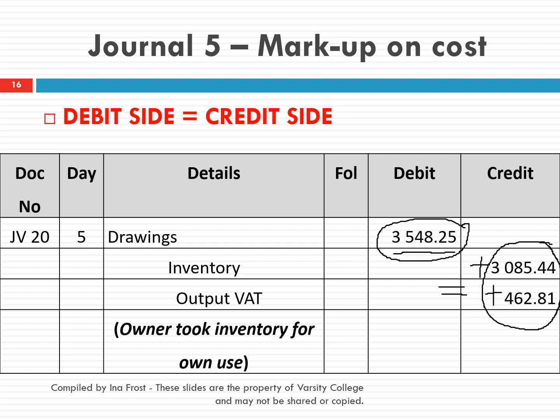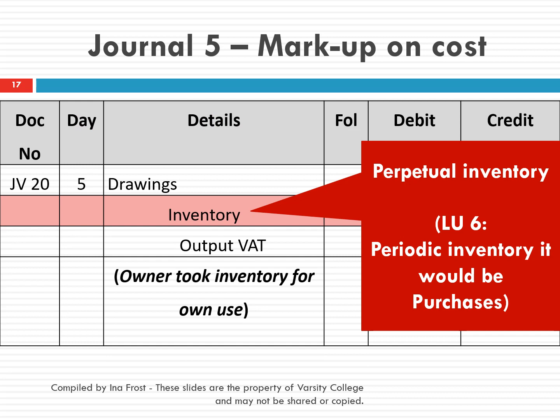Now, this particular entry is for when the business used the perpetual inventory system, because I'm crediting over here the inventory account. In Learning Unit 6, we are also going to teach you how to record entries for the periodic inventory system. And if this particular entry took place in the periodic inventory system, we will not credit the inventory account, but we will credit a purchases account. Just keep that in the back of your mind.